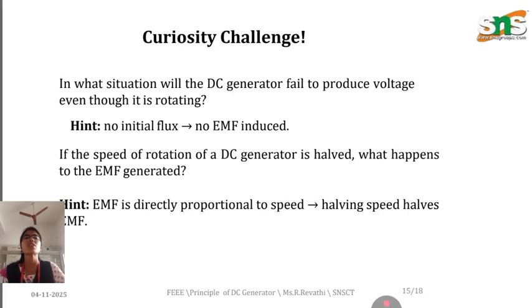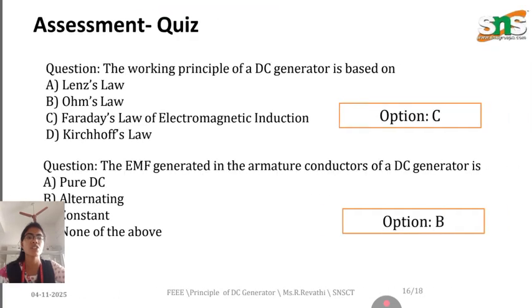In what situation will a DC generator fail to produce voltage even though it is rotating? If the speed of rotation of a DC generator is halved, what happens to the generator? These are curiosity challenges which you have to identify and comment on in the comment section.